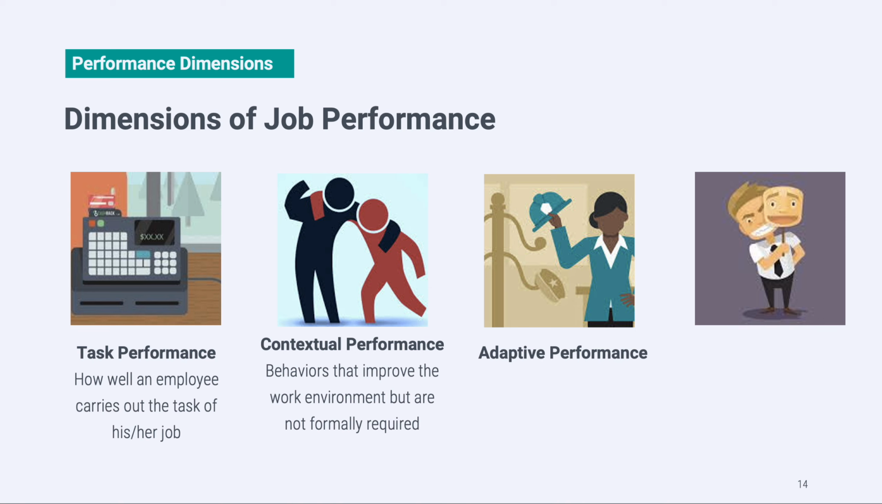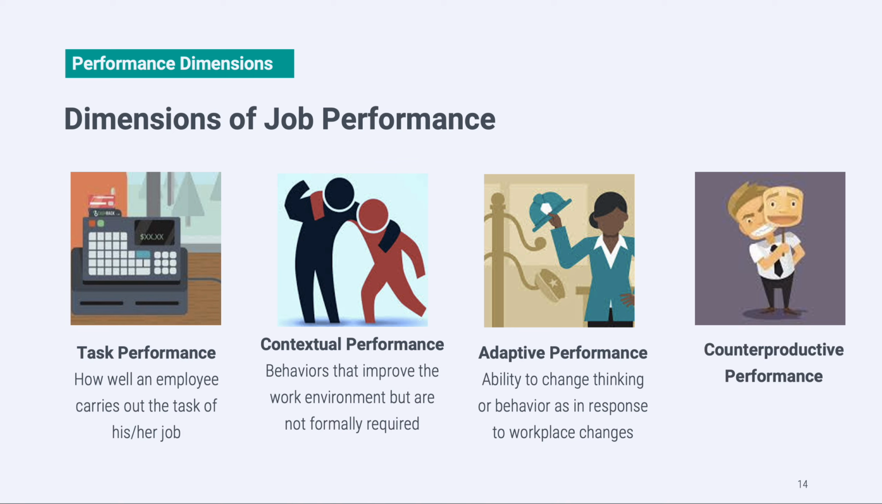The third dimension is adaptive performance, and this involves the ability to change one's thinking or behavior, so the ability to maybe learn new skills or new procedures or processes as they're required either by a situation or by a changing overall culture or protocol in an organization. And the fourth type of dimension is counterproductive performance. And so this is undesirable performance that can harm the organization. So behaviors that employees engage in which detract from organizational goals and performance and certainly can have an effect on the employee themselves and their performance.